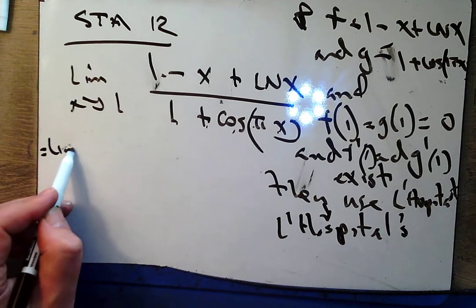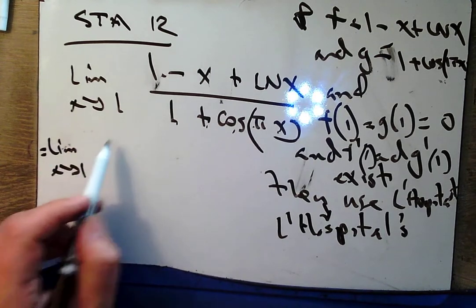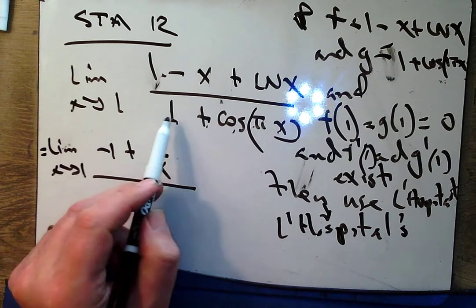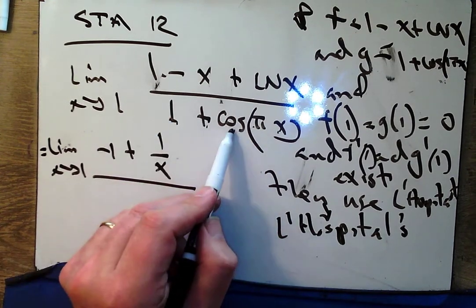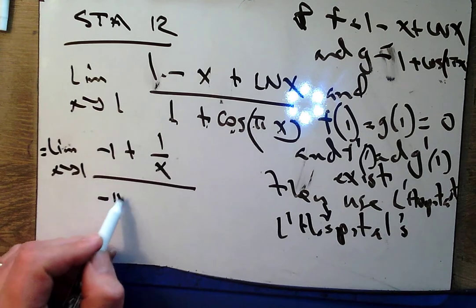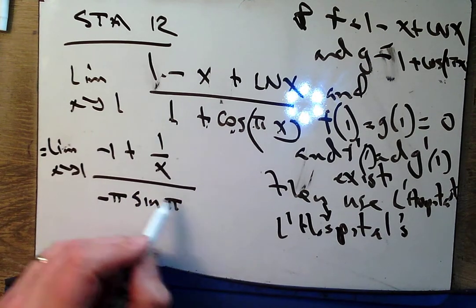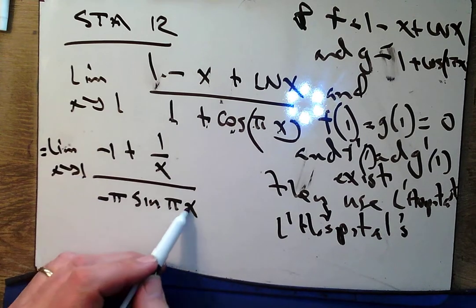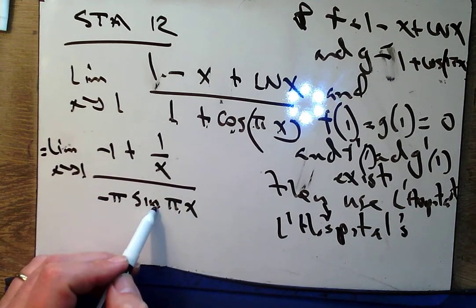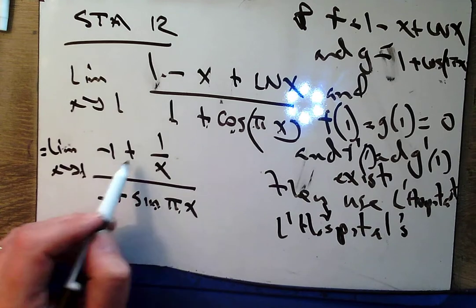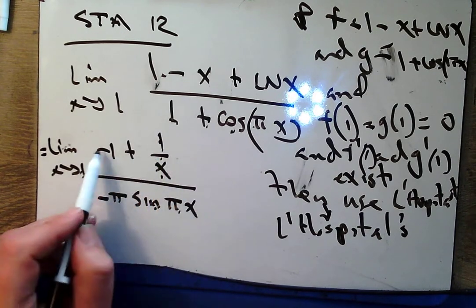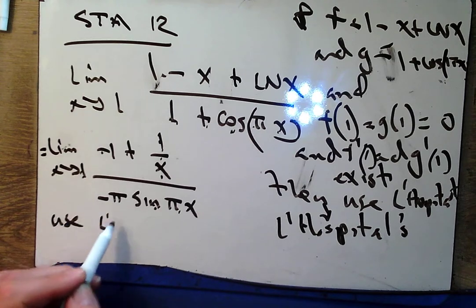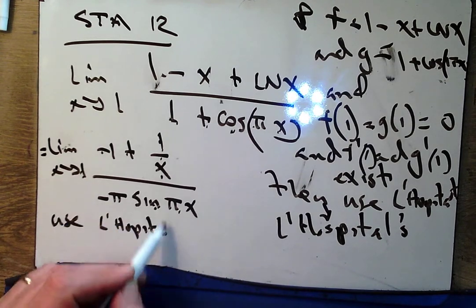That's going to be the limit as x heads to 1 of negative 1 plus 1 over x, and the derivative of this is 0. The derivative of cosine is minus pi sine pi x. Okay, so what happens when we plug in a 1? Sine of pi is 0, so I've got a 0 on the bottom. And 1 over 1 is 1. Negative 1 plus 1 is 0. So we have to use L'Hopital's again.